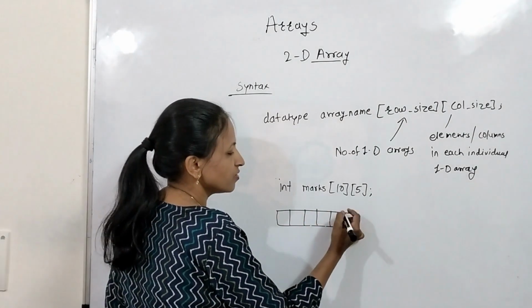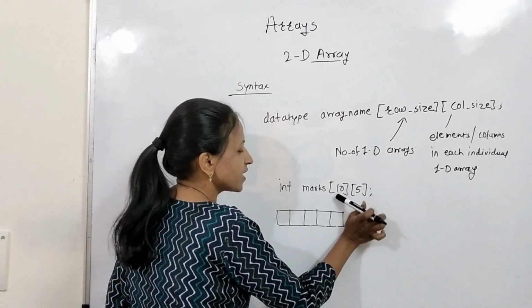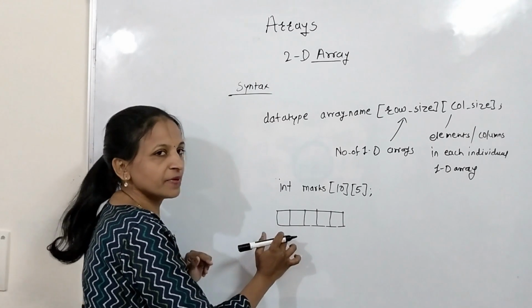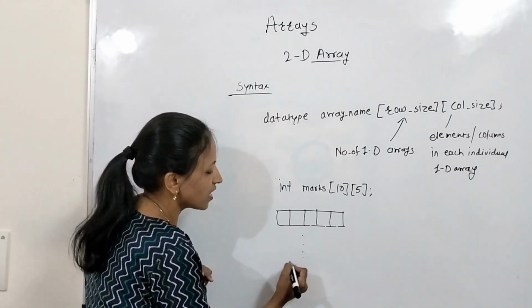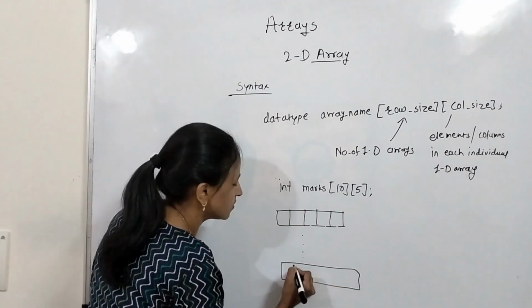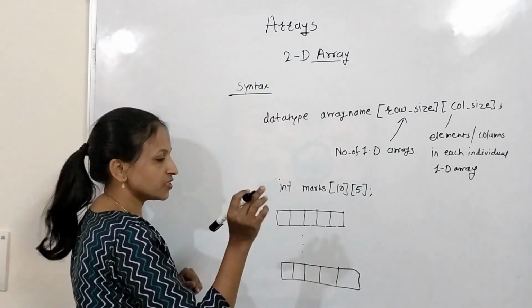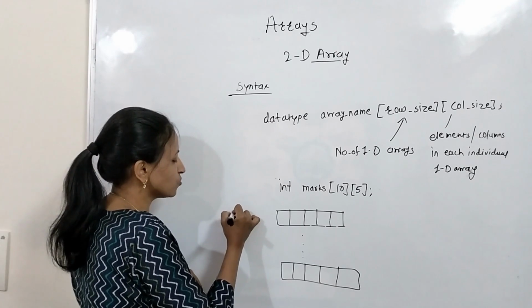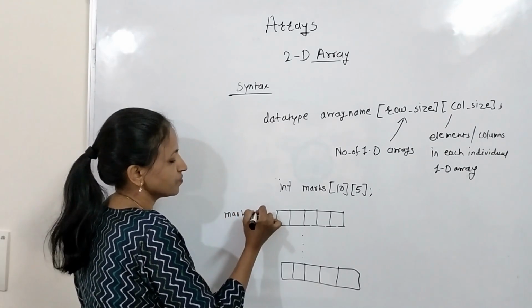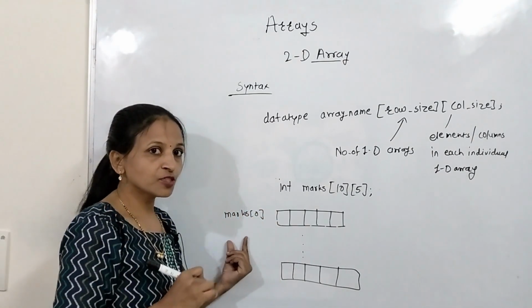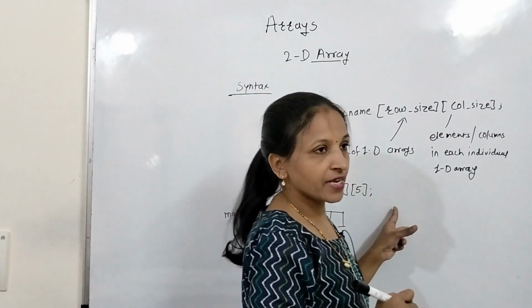1, 2, 3, 4, 5. Getting? The second array will again have 5 elements in it. In this way there are 10 arrays. Now for accessing this first array we can use marks of 0. But marks of 0 will represent the whole array.